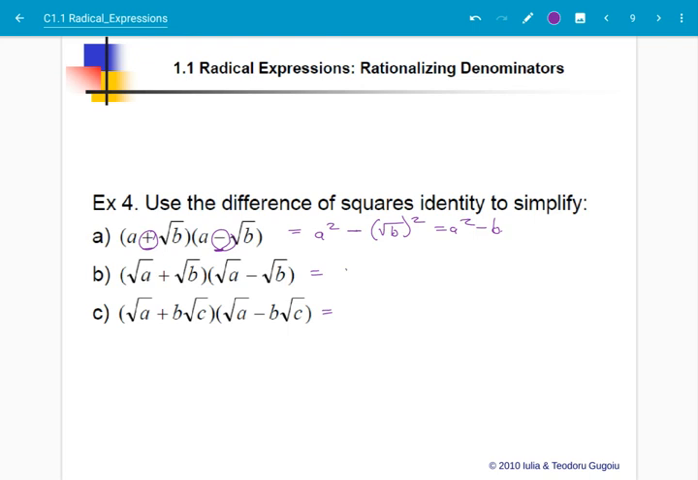Square root of a squared is a. Square root of b squared is b. Then minus, notice the b is not inside the square root, so it's b squared. The square root of c times the square root of c is c.